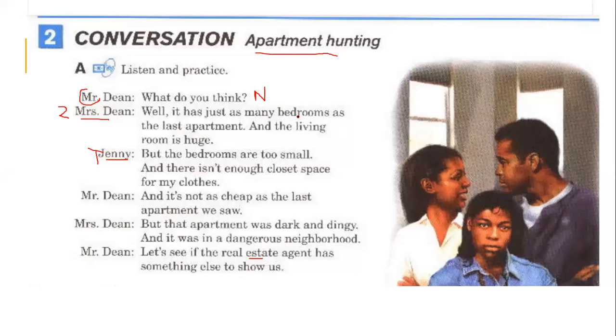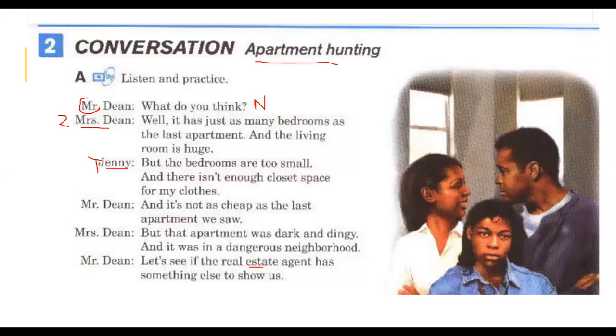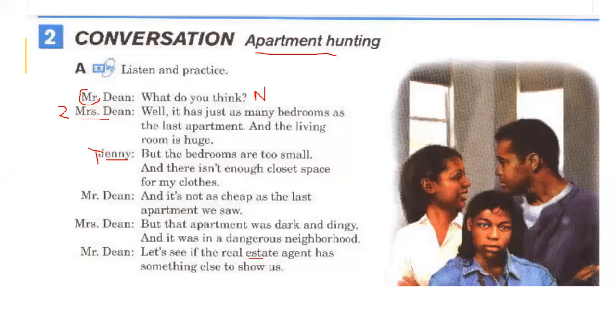So as you can see, let me underline the grammar for you. But let me just check what time it is, because this is the last thing we're going to be doing since I have another class. Sorry about that. So the grammar would be as many bedrooms as. The next one would be too small, demasiado pequeño. There isn't enough closet space. There isn't enough. And then you have as cheap as. And then just the vocabulary, dark and dingy. That's it.